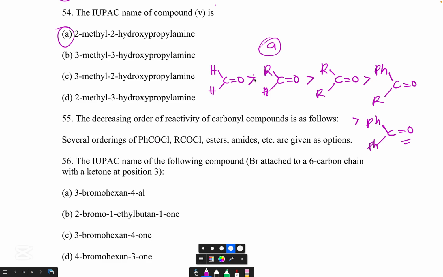Is that okay? This one is less bulky. What you have here is hydrogen. Here is an alkyl group. We don't know the length of the alkyl group. So if 2 alkyl groups are present, that one is of course bulky. Then this one is a phenyl group. Phenyl groups are bulkier than every other one you have there.